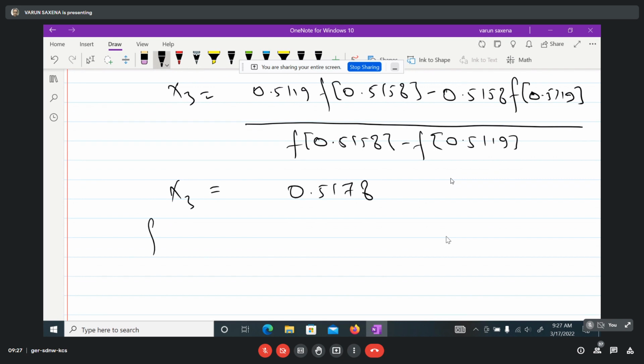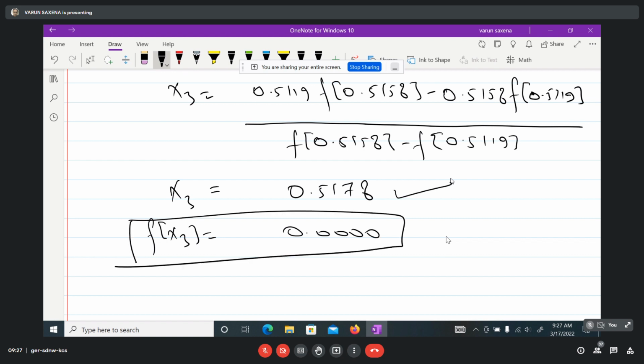Now you check. When you check, this value actually comes out to be 0. So this is your answer. So you get the answer in the third iteration. It just so happens that you get an exact answer correct up to 3 decimals. So this is what it is. Right. So this is how you will proceed in this method.